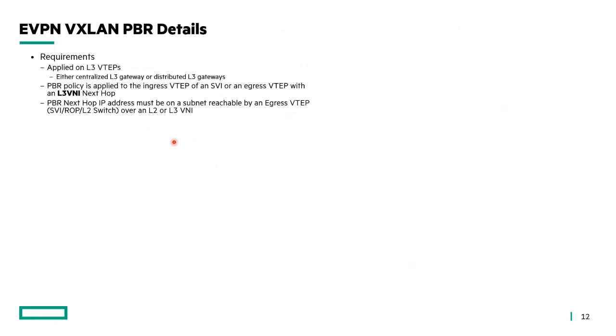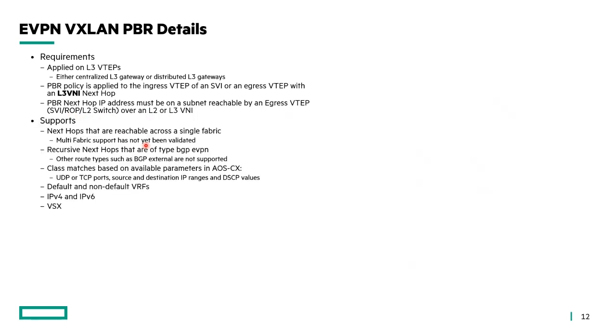So for PBR details, the requirements for the L3 VNI support: it's applied on L3 VTEPs, either centralized L3 gateway or distributed L3 gateways. The PBR policy is applied to the ingress VTEP of an SVI, or an egress VTEP with an L3 VNI next hop. The next hop must be on a subnet reachable by the egress VTEP, either over an SVI, route-only port, or an L2 switch over an L2 or L3 VNI. It supports next hops that are reachable across a single fabric. Multi-fabric support has not been validated in this release.